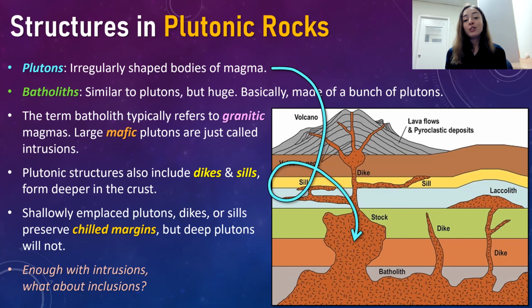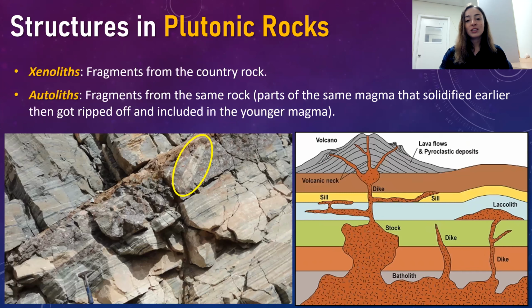But enough with intrusions. What about inclusions? This is the last thing we'll talk about in this lecture. Basically, the last plutonic structure that we'll talk about is inclusions, and there are two main types of inclusions you should know about: xenoliths and autoliths. Now, what are inclusions in the first place? They're basically just fragments of different rock in your dike, sill, pluton, or whatever you have preserved in your plutonic structure. And so these fragments can either be from the same rock or a different rock. What do I mean by that?